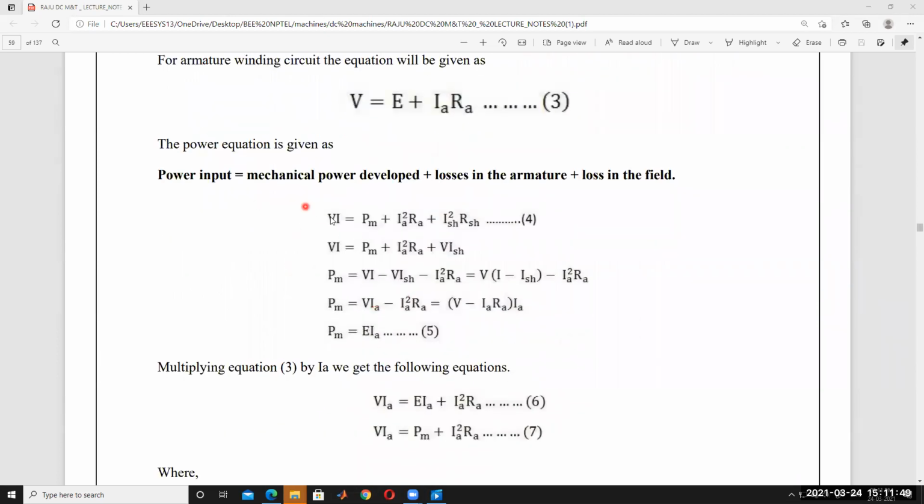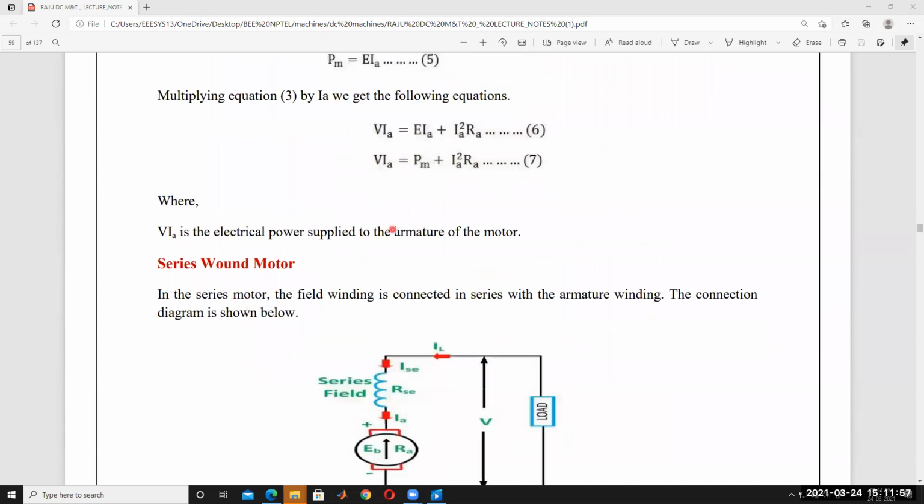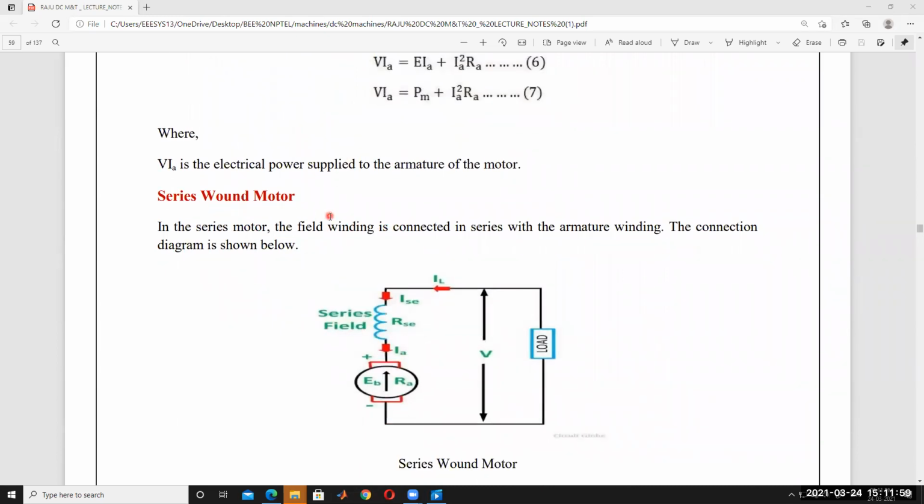So by multiplying the current I, V into I is equal to, so like this, by doing some operations, we are getting it in this manner. Okay, that is for the shunt and then the series wound motor.